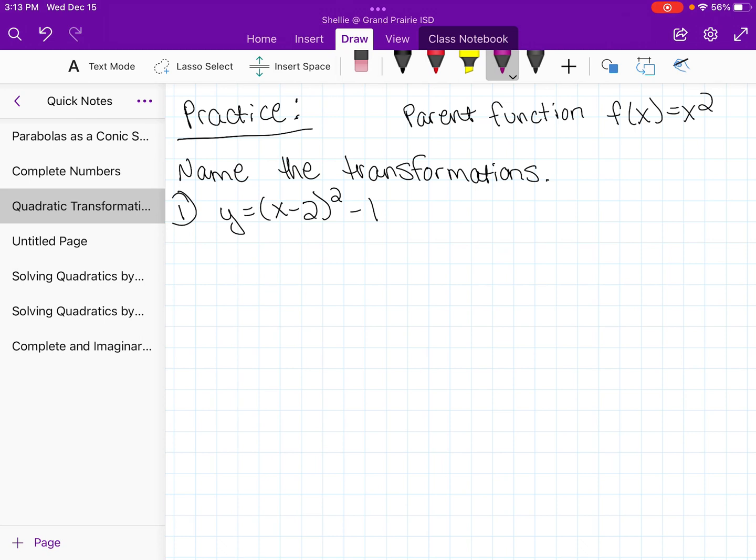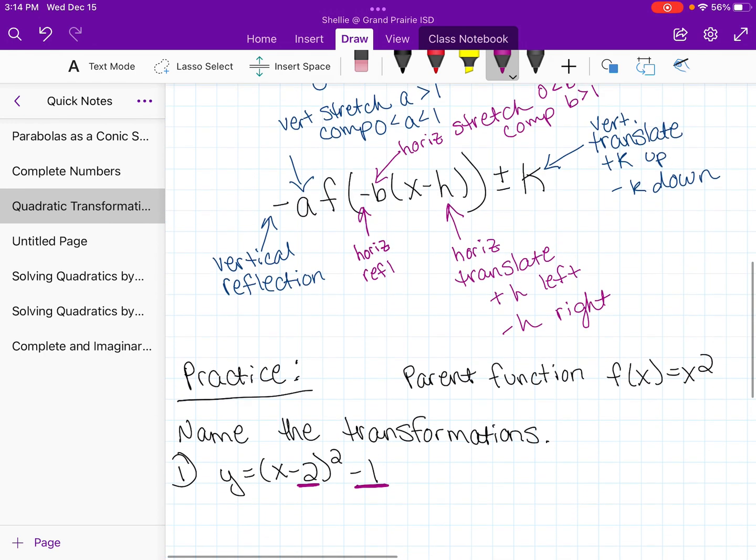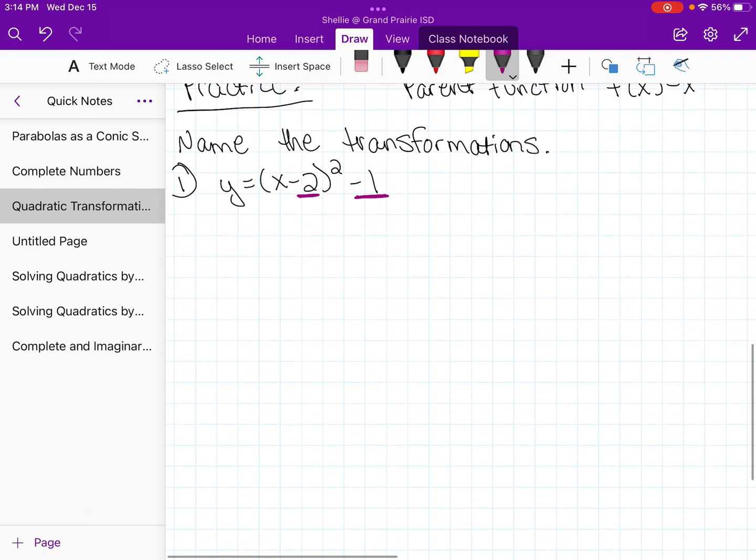Okay, so what I notice is different in example 1 from the parent function is that I have a minus 2 here and I have a minus 1 here. So I need to go ahead and list those transformations. According to what I've done earlier, if there's a negative 2 in the parentheses, it looks like it's a horizontal transformation, and since it's negative 2, I'm going to be going to the right. So that means that I would translate right 2. So I would go 2 steps to the right.